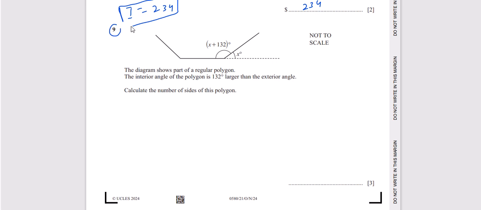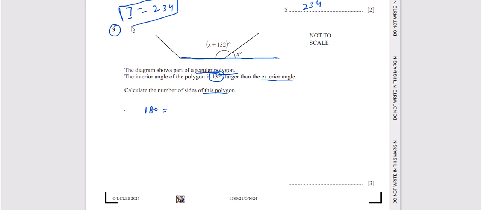Now question number 9. The diagram shows part of a regular polygon. The interior angle of the polygon is 132 degrees larger than the exterior angle. Calculate the number of sides of this polygon. First of all we calculate the exterior angle. We know that this is a straight line. So the angles on a straight line are equal to 180.